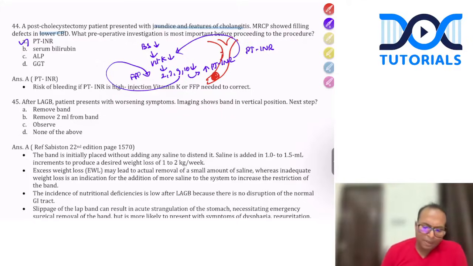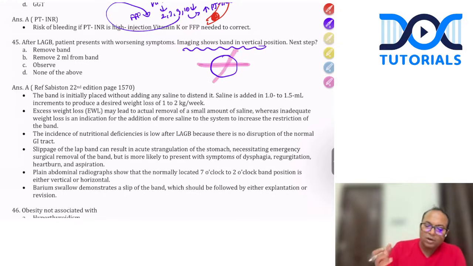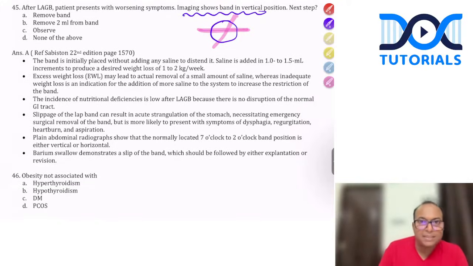So leave that question. After lap adjustable gastric banding, patient presents with worsening symptoms. Imaging shows the band is in vertical position. See, usually when you put a band, in X-ray it will be seen horizontally. If it is seen vertically like this, it has gone for displacement. So the band got displaced. The band is initially placed with the addition of saline to distend it.